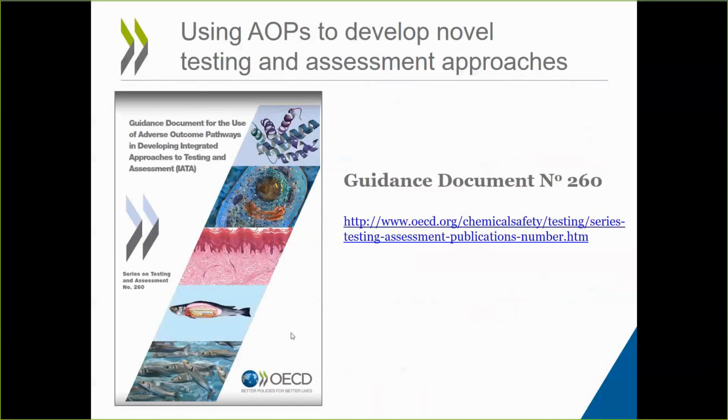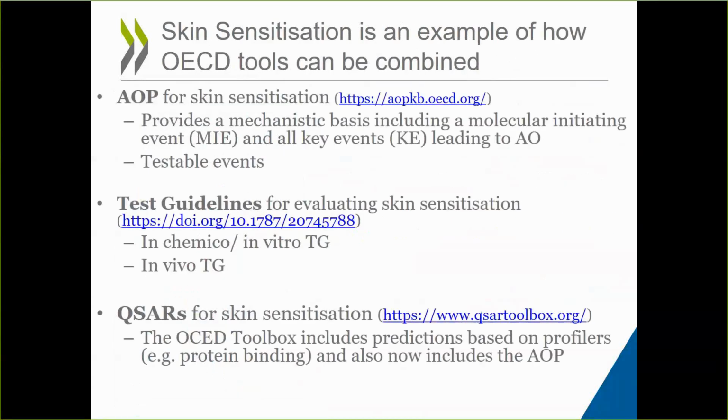I want to mention another guidance document that OECD has published, and that's guidance document 260. And this is guidance on how to use adverse outcome pathway frameworks to develop novel testing and assessment approaches. So these include both the flexible IATAs and defined approaches as well, and we'll talk about how AOPs fit in the context of our example here today. Again, this is a document that's publicly available.